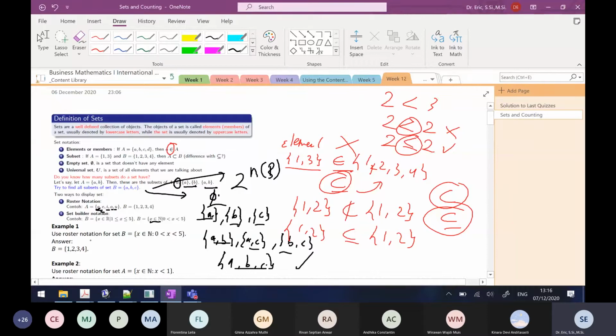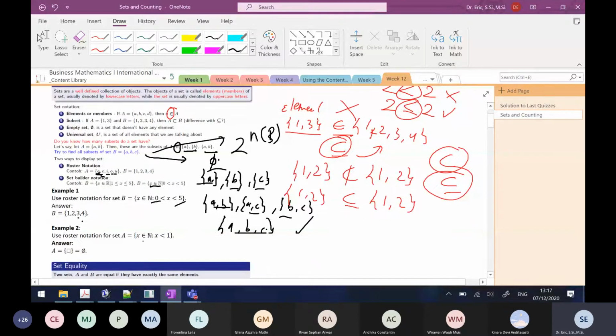Okay, let's use roster notation for B, that B is all integers that are between 0 and 5. So B should be given by {1, 2, 3, 4}. 0 is not included, 5 is not included. Very, very careful, yeah. And use roster notation for set A, that is a set of all natural numbers that are less than 1. Don't forget, natural numbers start at 1, 2, 3, and so on. So if you want a number that is less than 1, you don't have any. So A should be an empty set.